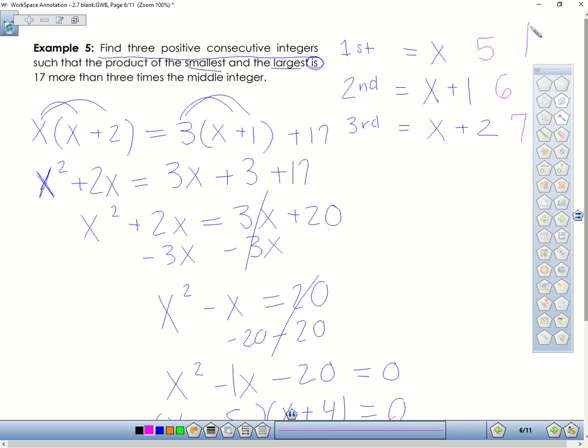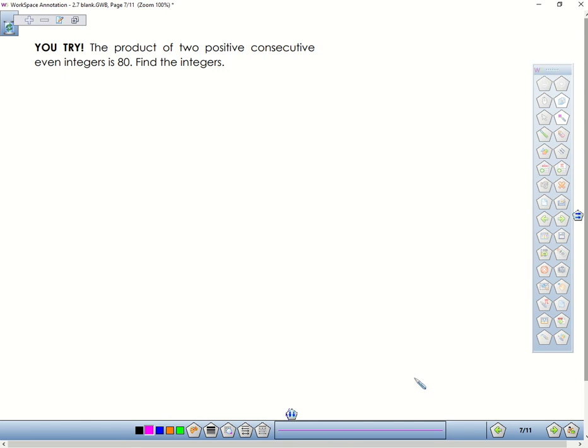I would star this problem because this is the kind of problem that might come up on a quiz or test. Now, I do want you to try the "you try," but I want to give you a hint first.